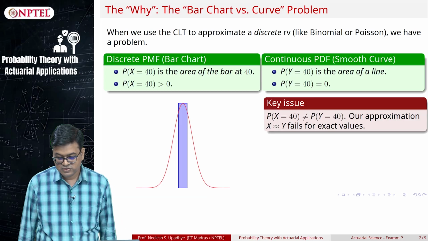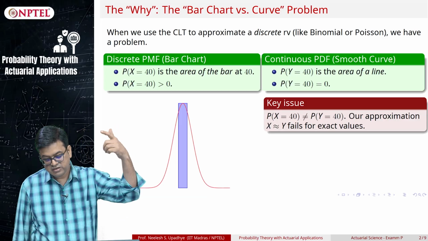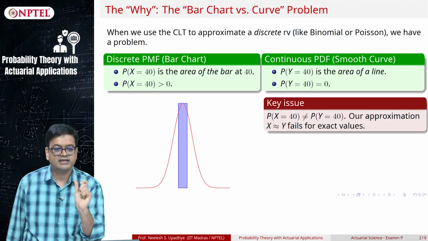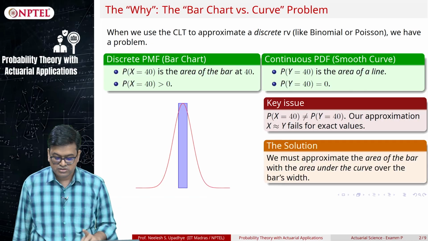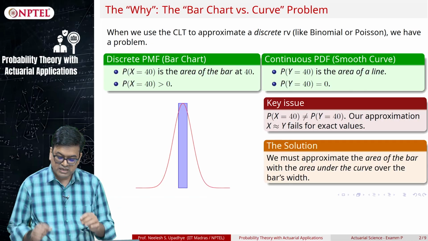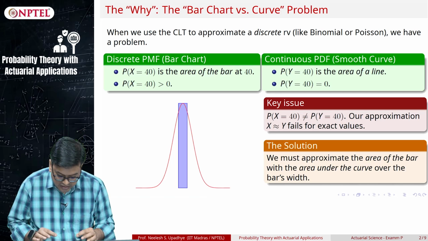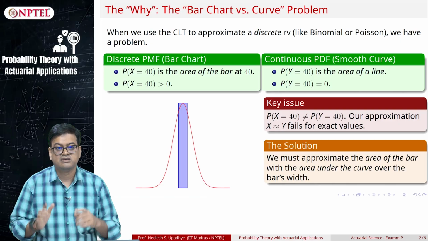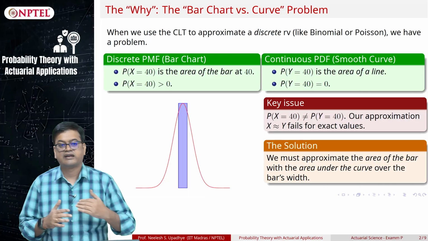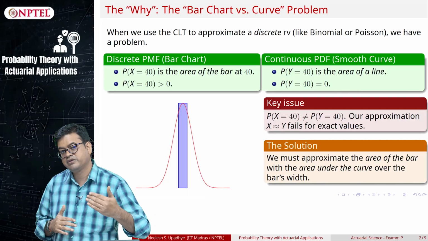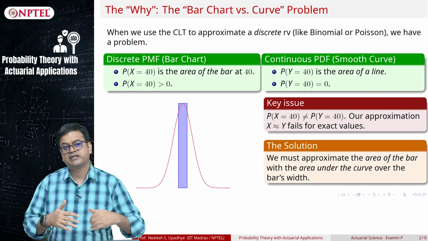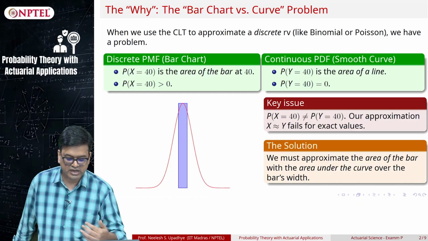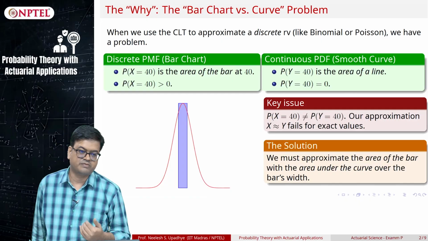So, what should be the solution? When I am handling a PMF, the point mass is split over unit length, right. So, the solution is we must approximate the area of the bar with the area under the curve over the bar's width. This is the idea. The rate of change of probability should be considered integrated over that width. Width is generally unit. So, we have to understand it in that perspective.